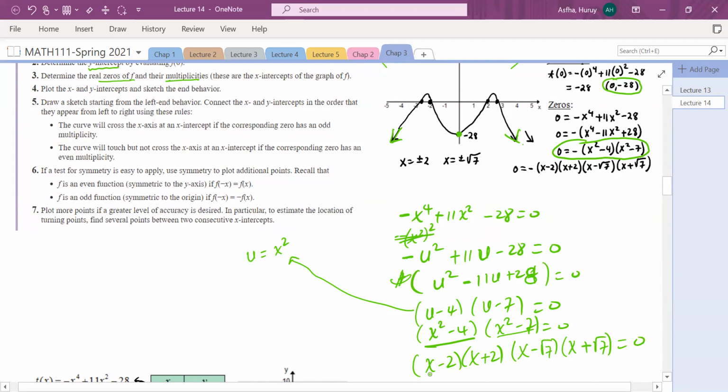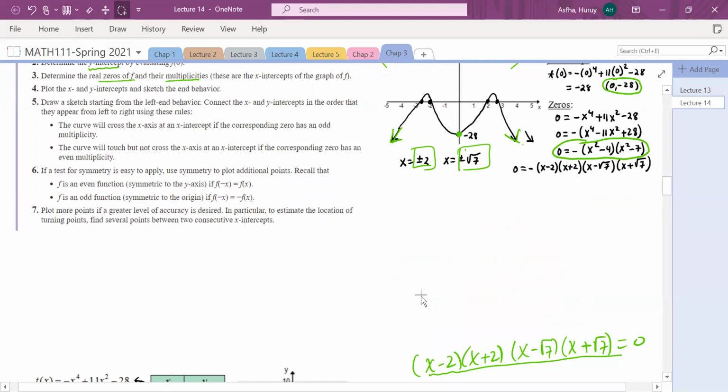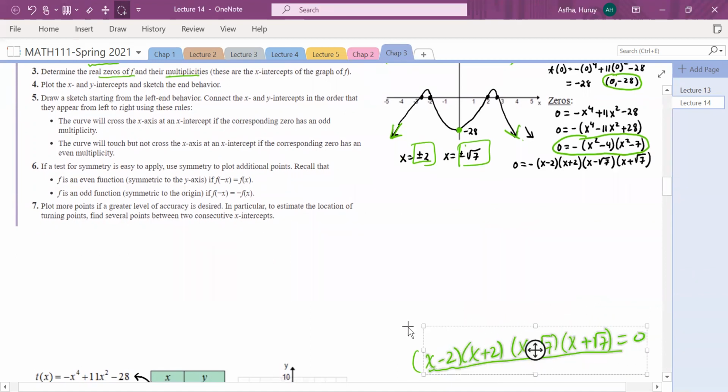Therefore, we have how many? We have 4 different factors. And the zeros are plus or minus 2: we have positive 2, negative 2, positive square root of 7, negative square root of 7. All these 4 numbers make the function 0, so they are zeros of the function. Therefore, I have plus or minus 2 and plus or minus root 7. I will remove this one because we have it already there.